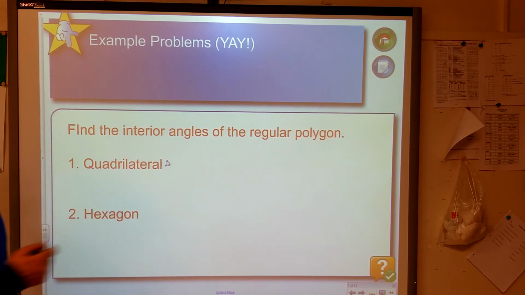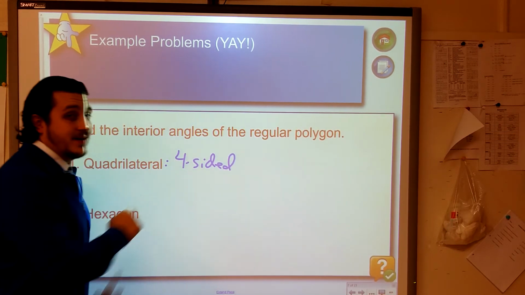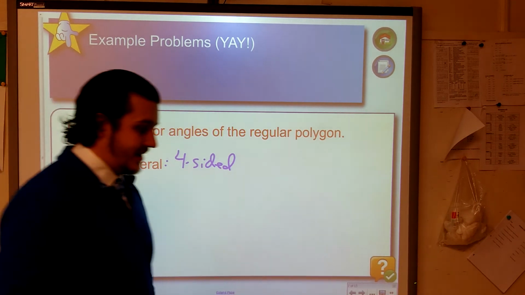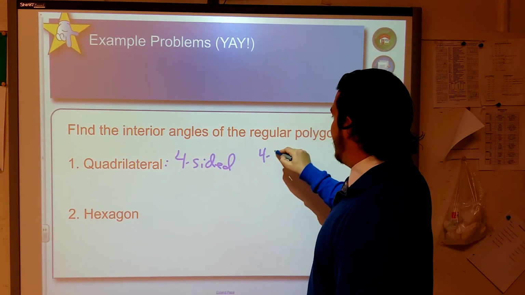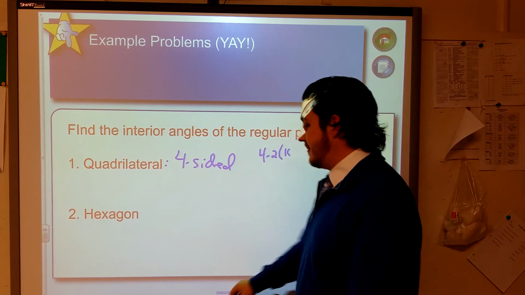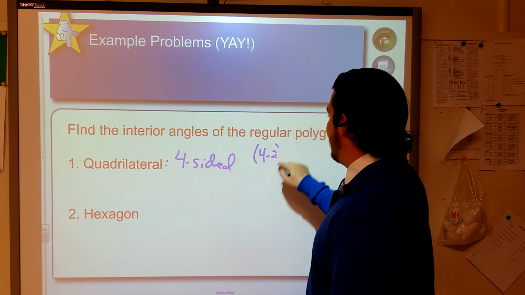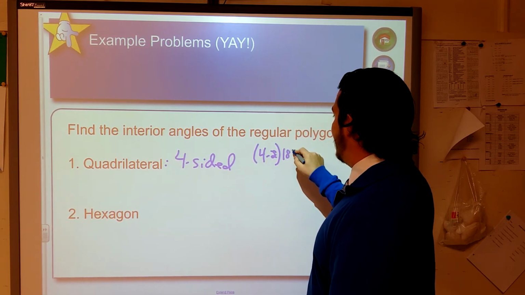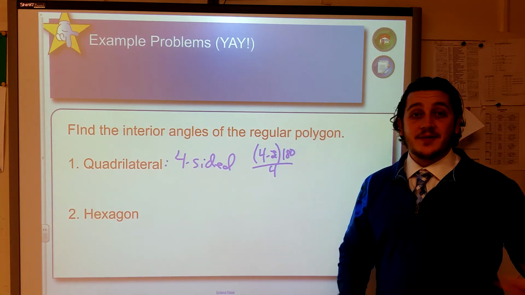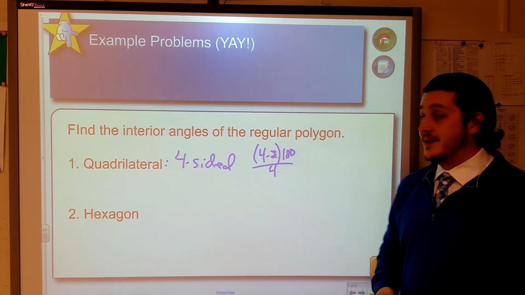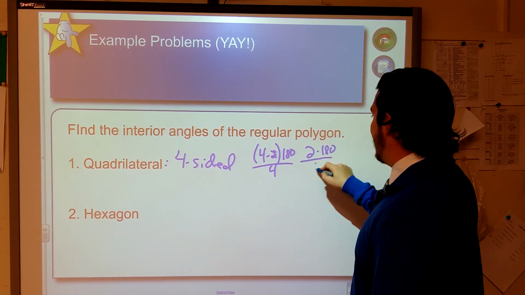Alright, so quadrilateral is 4-sided. We know that. It's always good to identify first. Make sure you know you're using the right number of sides. So we got 4-sided. It's 4 minus 2. I'm just making that parenthesis mistake again. 4 minus 2 times 180 divided by 4. If you remember this just being 360, that's fine. Plug 360 and divide by 4. But, in case you don't, 2 times 180 divided by 4.